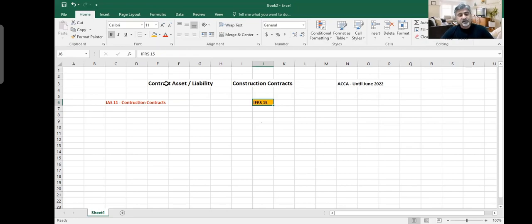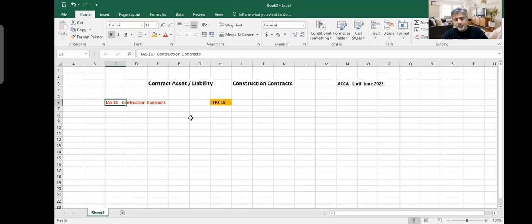But because the old method was so widely used, it is still in the memory of the tutors and the students. So ACCA has given this relaxation period. Until June 22, exams included, you can calculate using either method and you will get marks. Yes, from September 22, only the IFRS 15 method will receive marks. If you use the old method, you will not get marks.